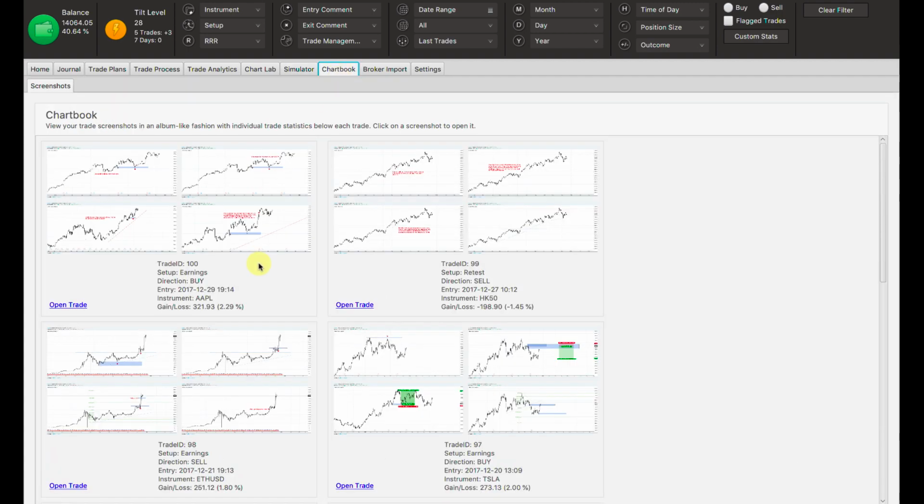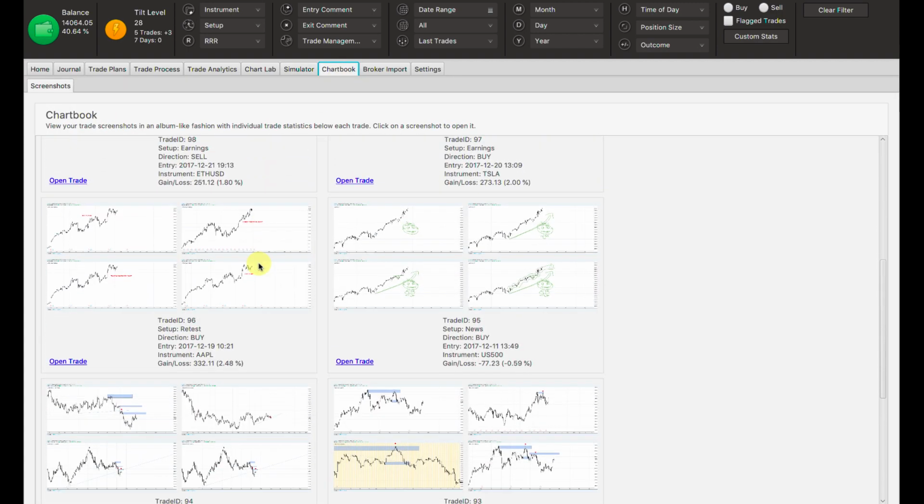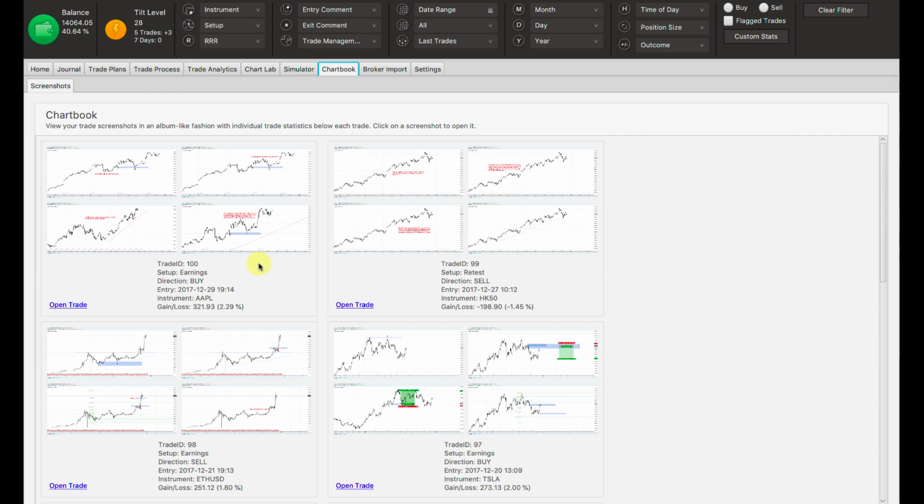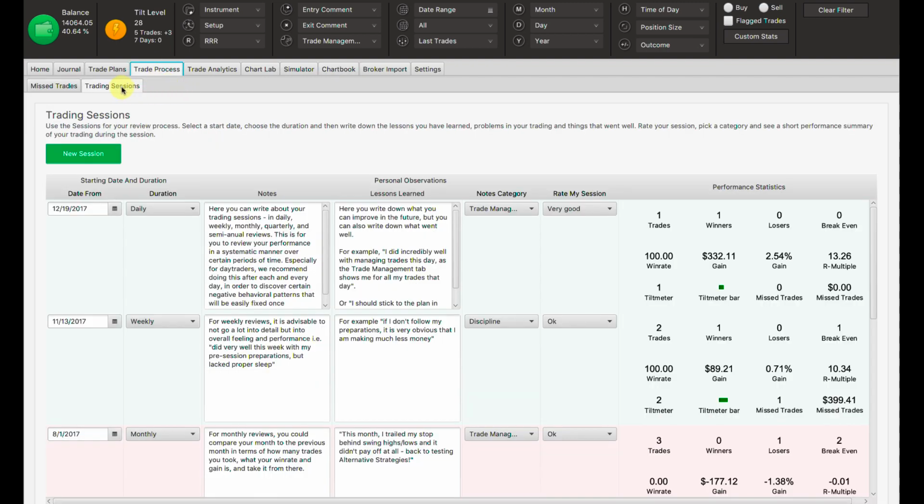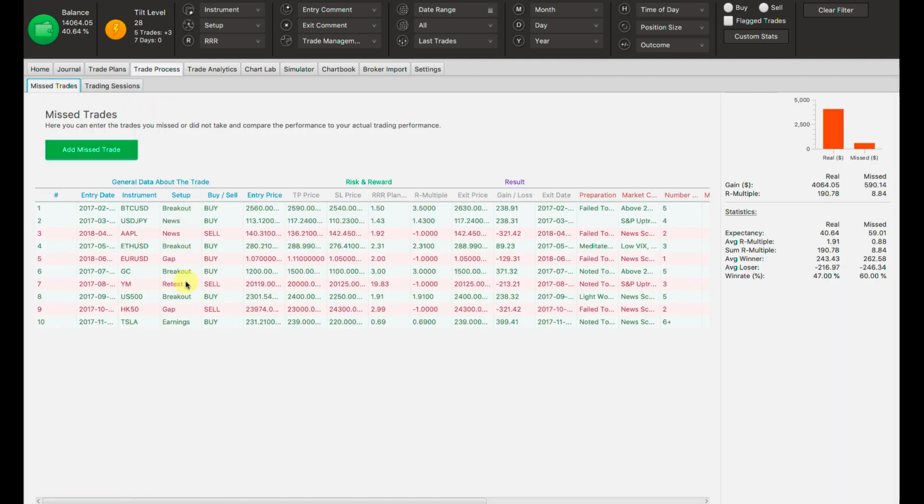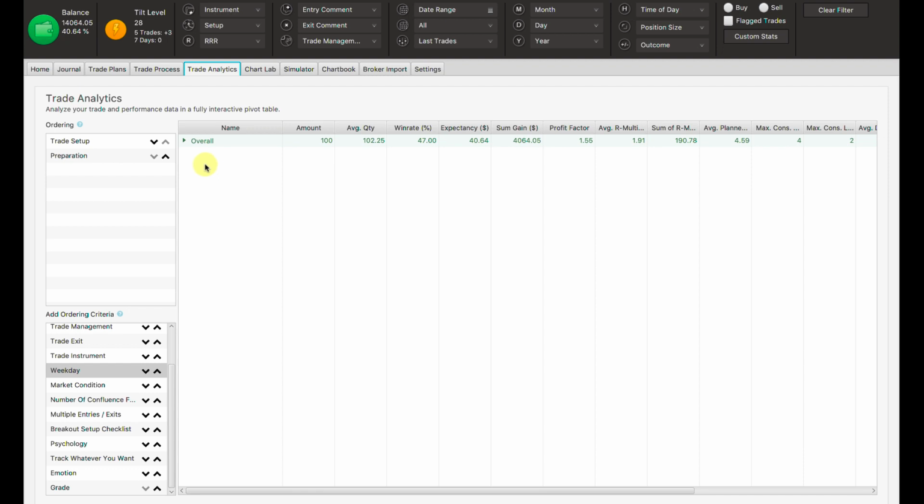In the chart book, you have all your trades with accompanying screenshots. In the trade process, you have the trading sessions where you can talk about how a particular day, week, month, quarter, or even year went, with performance statistics. In the missed trades section, you can enter the trades you missed, for example. You can add notes to your trades, and all of this is filterable.